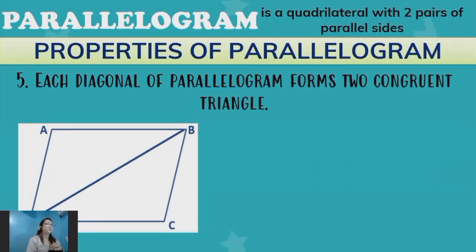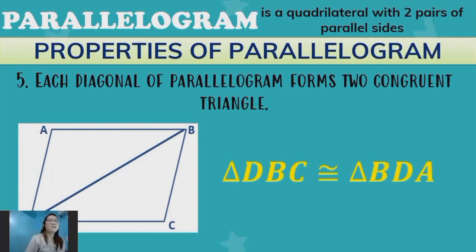Jeff. Triangle DBA and triangle DCB. Okay, thank you. So we have triangle DBC is congruent to triangle BDA. Just like what I've mentioned with parallelogram, you can also name triangles based on their vertices. I know that's how you have been naming them. But once we reach triangles in our lesson, maybe two weeks from now, you'll be able to name a triangle based on their congruency, okay? So with that, that's all about the properties of parallelogram that we have discussed today.